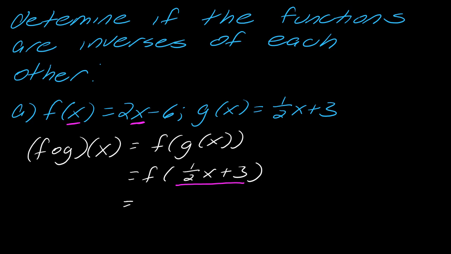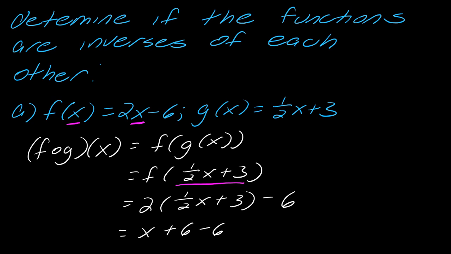So if I make just that replacement, this becomes 2 times 1/2 x plus 3, minus 6. Now I have to work this out all the way. As I distribute, 2 times 1/2 x is going to be x. 2 times 3 is 6, and then subtract the 6. And hey, look at that. We got just plain old x. So that's what this property is talking about. You want to see if you get just plain old x.